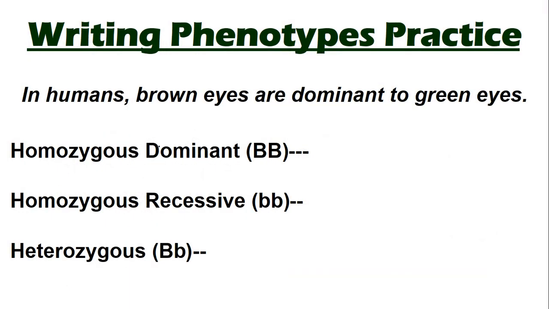If you remember, we just did this. It says in humans, brown eyes are dominant to green eyes. So we had homozygous dominant, and we wrote that big B, big B. So since there's at least one big letter in here, we're going to have to give it the dominant trait. And according to here, the dominant trait is brown. So this person would have brown eyes.